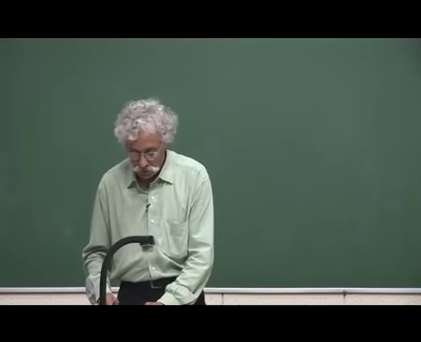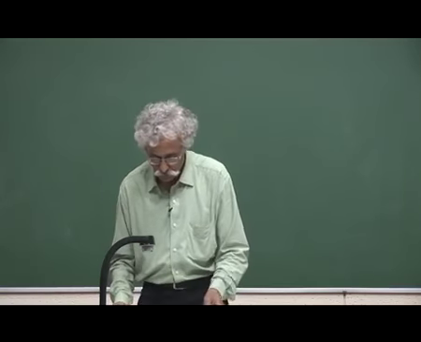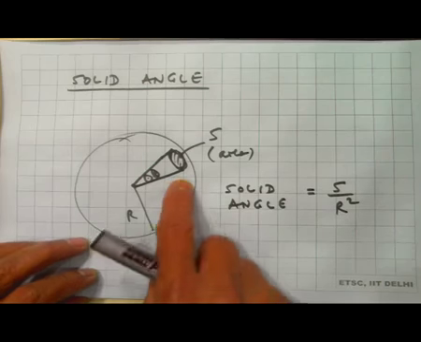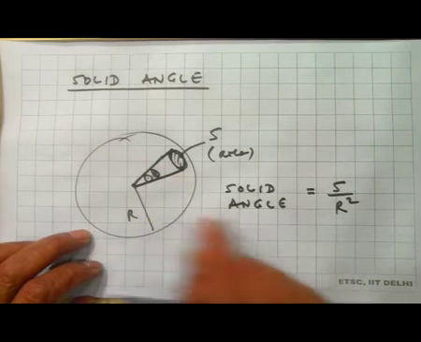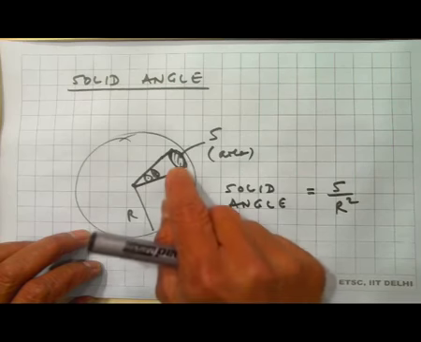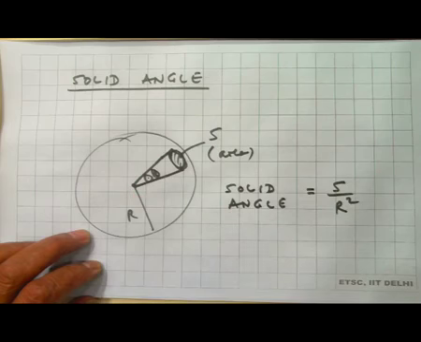So, this is the solid angle. You define the solid angle as the ratio of the area intercepted by this cone on a sphere of radius r divided by the square of the distance of that from the point of observation here, and that defines the solid angle.